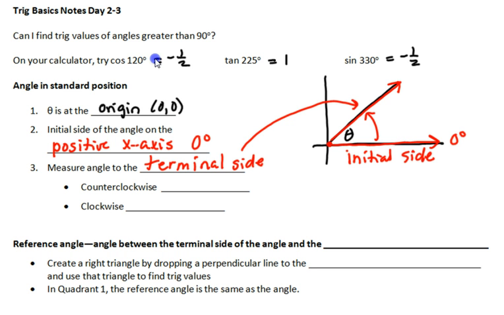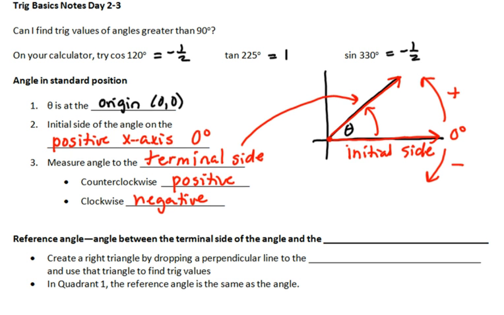If we measure the angle counterclockwise, it's measured as a positive angle. If we measure the angle clockwise, it's measured as a negative angle. So we might say if we went this direction, that was a positive 30 degrees. If we went that direction, we would say it's a negative 30 degrees. Now we need to build on that.